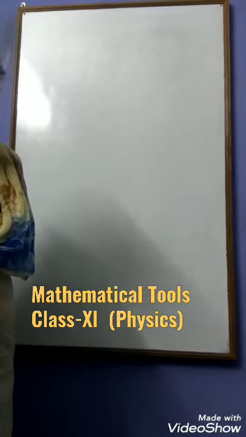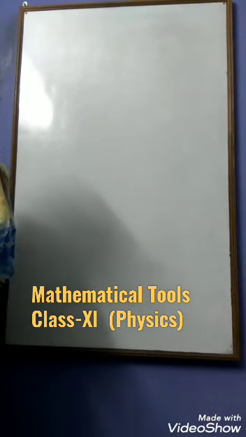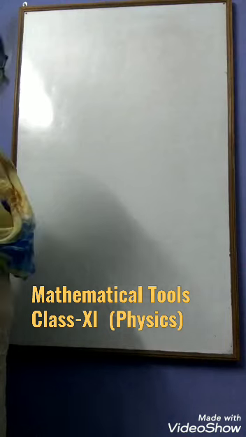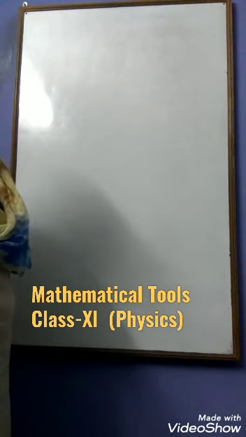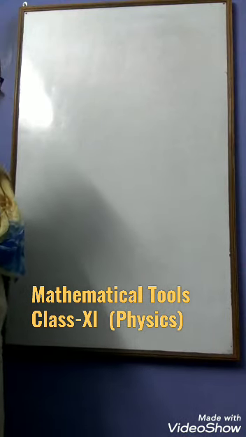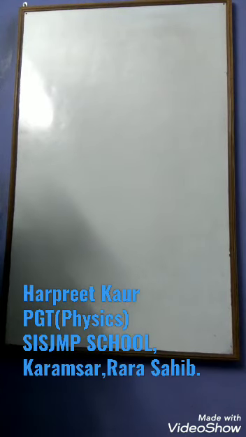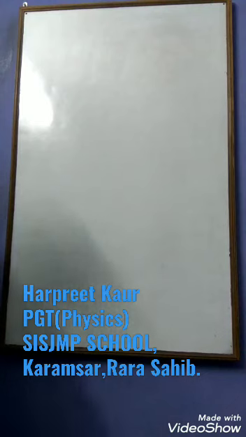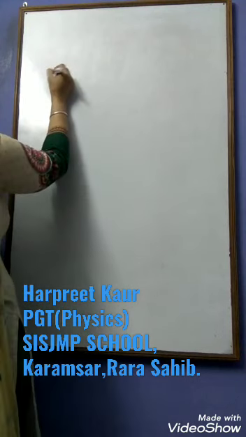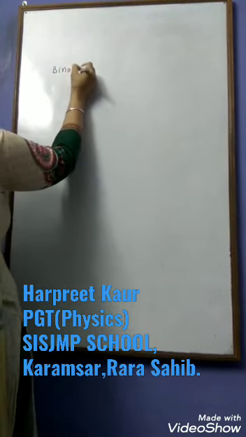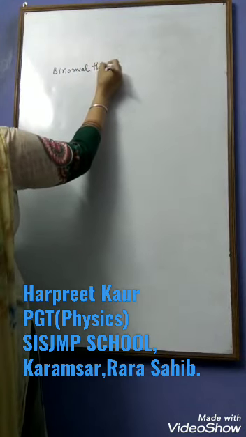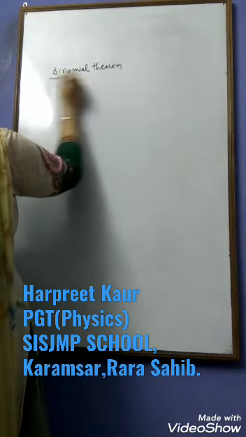Today we are going to discuss the binomial theorem, mathematical tools that are the basic parts for the +1 physics. For doing the derivations we need some basic mathematical tools. Let's go through them. First is binomial theorem. This is the part of mathematics.